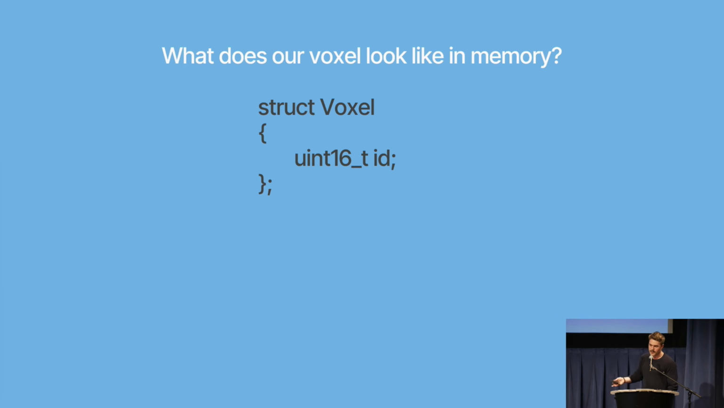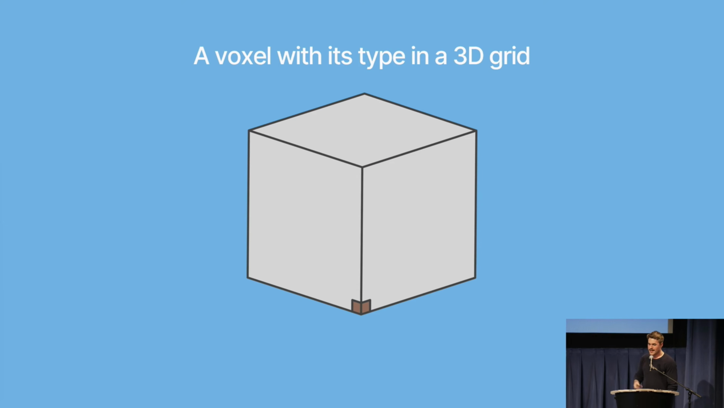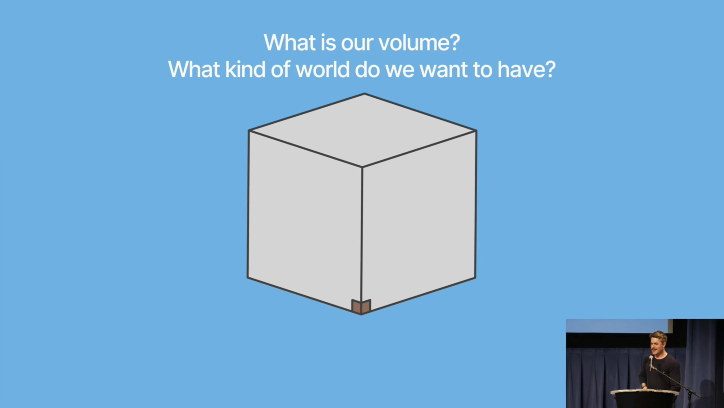Well, what does our voxel look like in memory? Let's just say it's an unsigned 16-bit integer, all right? And it just has this ID. So now we have a voxel with its type in a 3D grid, and this 3D grid exists in this space. But what is our volume? What kind of world do we want to have? What volume is this single voxel a part of?